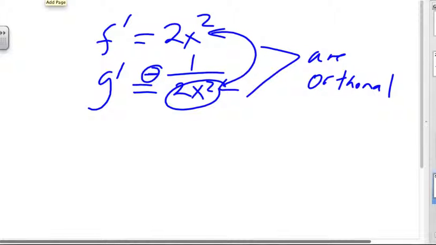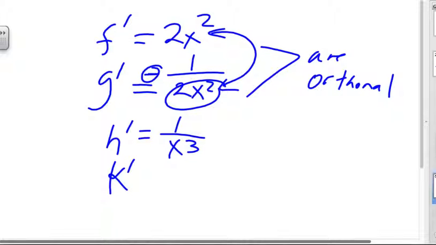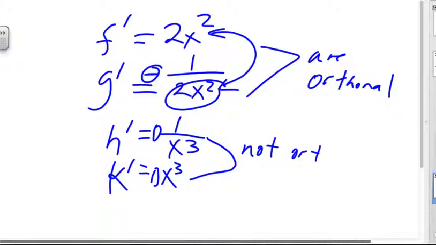However, let's say we have h prime was 1 over x cubed, and k prime was x cubed. These are not orthogonal because while these are reciprocals, you notice that the signs are the same. So these are not orthogonal.